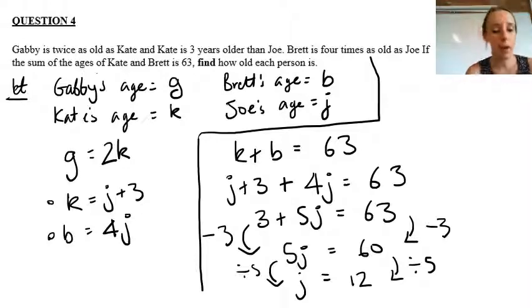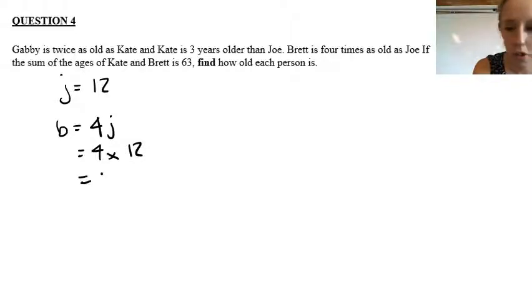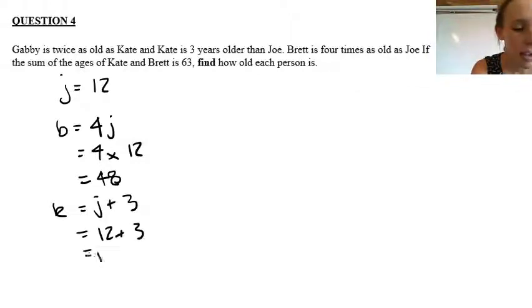And if I look back to my original formulas here for everyone's age, I can actually work them out using this. So I'm going to have to clear the screen because I've run out of space, but just imagine I'm still working down the page. Okay, so Joe, how old? So 12. Okay, so then we know that Brett's age was 4 times Joe's age. So that's 4 times 12, which is 48. We know that Kate's age, what was she? Kate is 3 years older than Joe. So it was Joe plus 3. So 12 plus 3 equals 15.